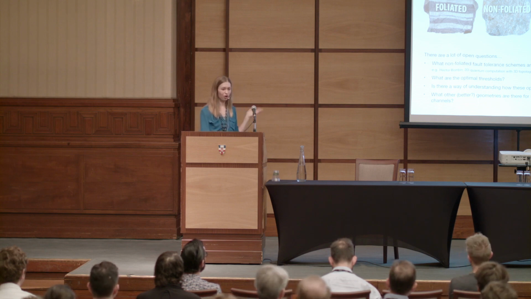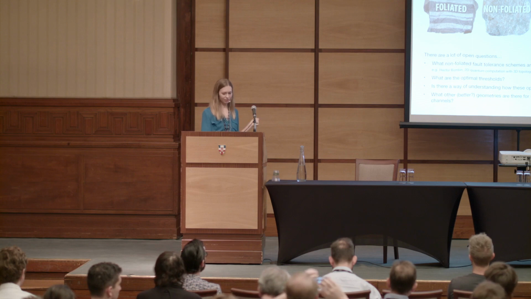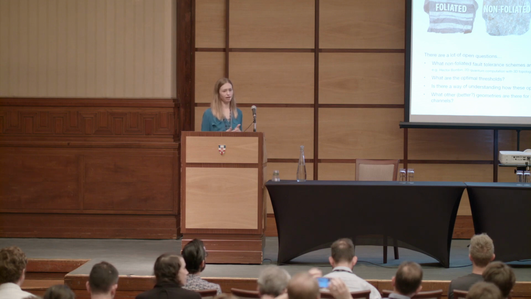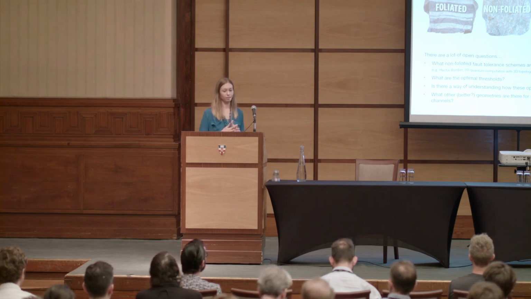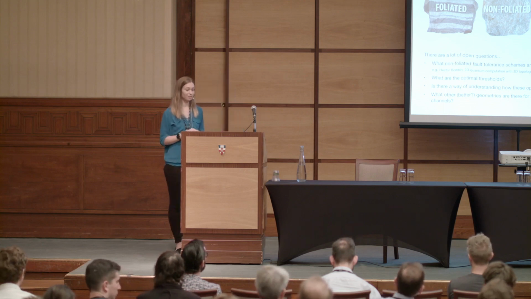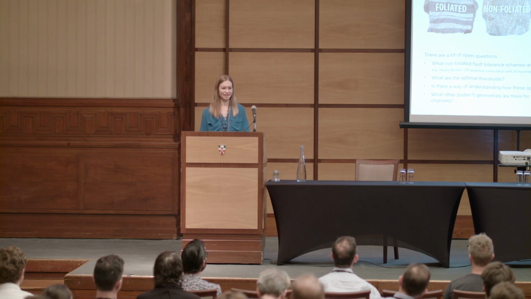It'd be interesting to know what the optimal thresholds are for these things, and if there are any other geometries with better thresholds, better ways of constructing them. And yeah, this thing I alluded to, is there a way of understanding what those things actually mean at the code level? Maybe that can open up some more intuition about other ways of improving the thresholds of fault-tolerant schemes. So that's all I had to say, and yeah, happy to take any questions.